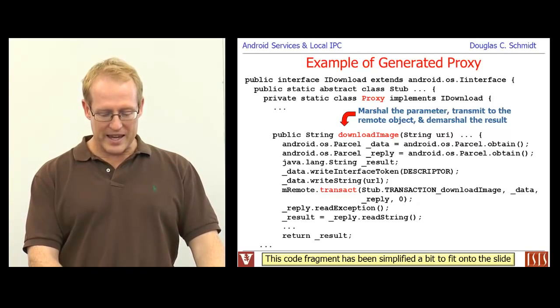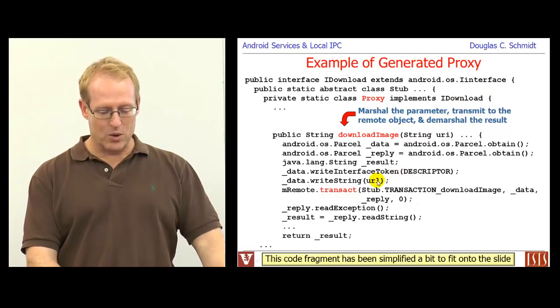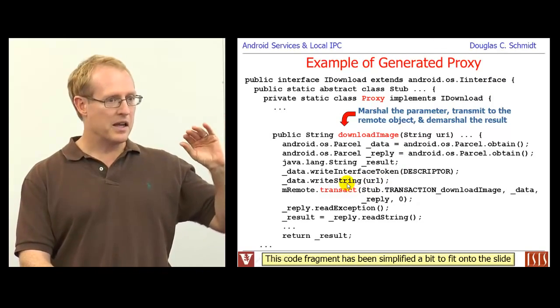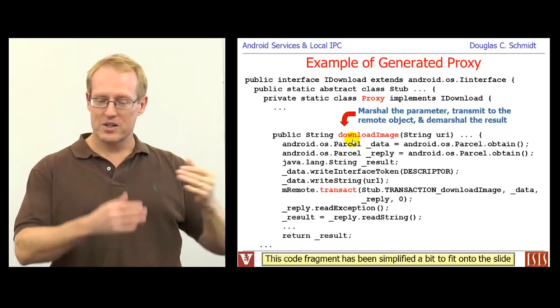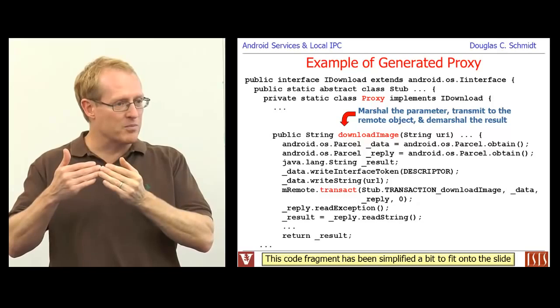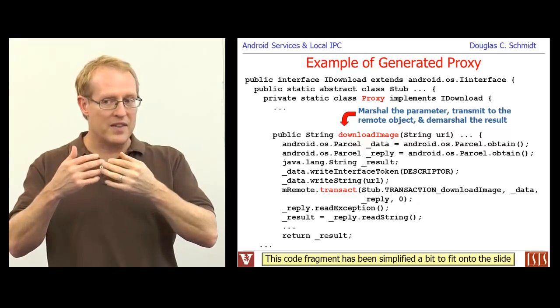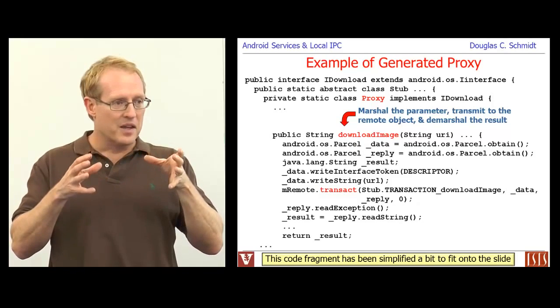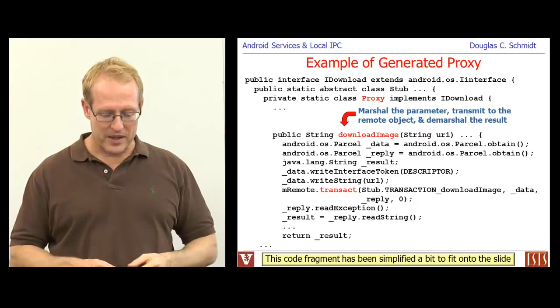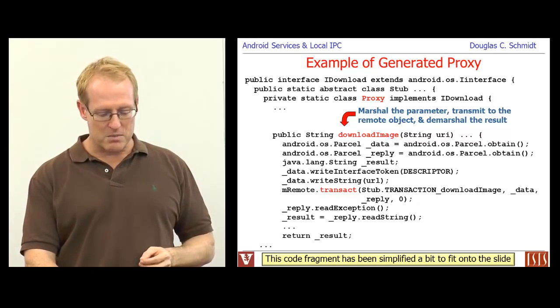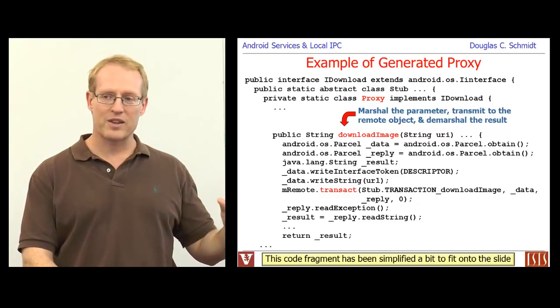And then it's going to take the URI that we pass in, and write it as a string into the _data parcel. What that's basically doing is copying the bytes in our URI that is coming from the client side into this parcel, which keeps track of its type and other metadata. And then it calls this method called transact, and we'll cover that in a second.